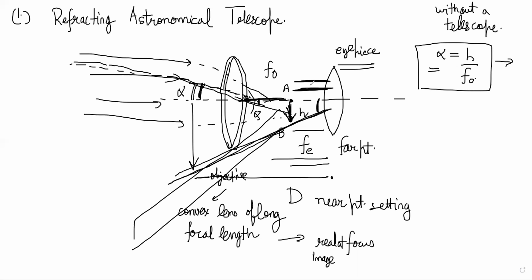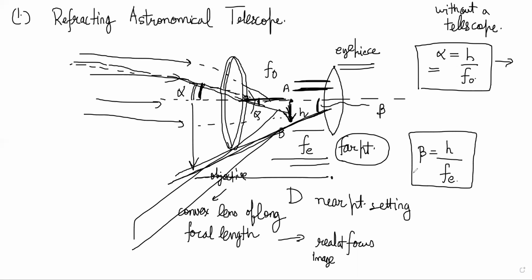H by whatever is this distance, right? So in two cases, for the far point, you will have beta, which is this angle. Beta will be equal to H by Fe, right? For the far point case. But for the near point case, you will have to do a little bit of calculation because this distance you will have to find out, right?